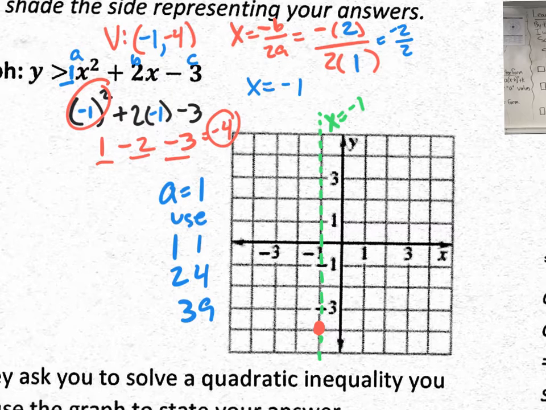Again, this is a pattern. These are not coordinates. It's just a pattern from the vertex. So I need to understand that this parabola is opening up. So I'm going to go 1 over 1 up and put a dot right there. And then I'm going to go back to the vertex and go 2 over 4 up and put a dot right there.